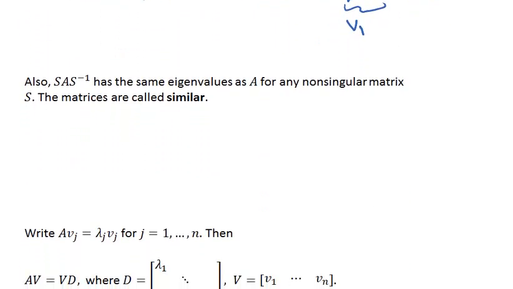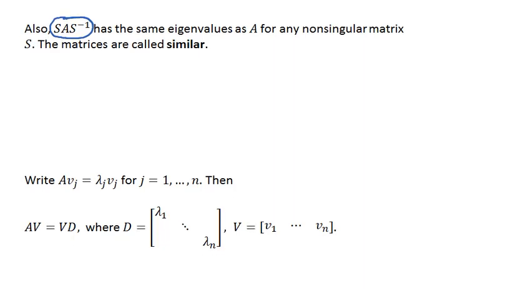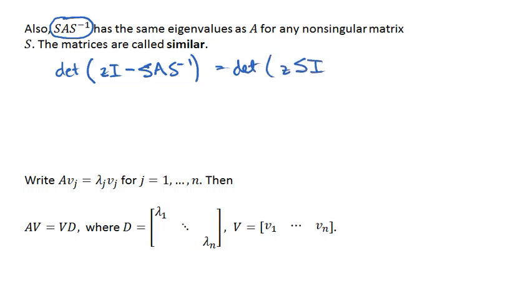Another fact that's inherited from the characteristic polynomial is that if S is any non-singular matrix, then S times A times S inverse has the same eigenvalues as A itself. When this happens, we say the two matrices are similar. Similar does not mean something fuzzy; it means something very specific, that the two matrices have the same eigenvalues. The idea is that if you took the determinant of this matrix, well, the identity is equal to S times I times S inverse.